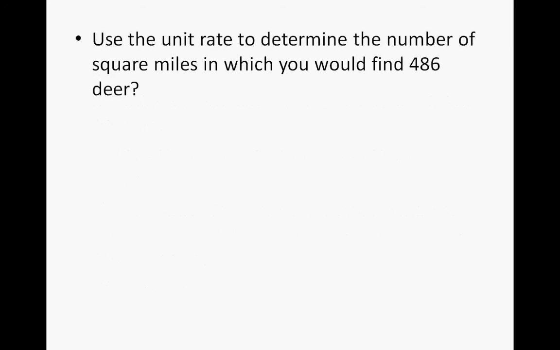Right, use the unit rate to determine the number of square miles in which you would find 486 deer. So go ahead and use your unit rate and the number of deer and come up with the square miles. When you have calculated that, go ahead and continue the video to check your answer. Okay, you should have 486, because that's the number of deer, divided by 9, because it's 9 deer per square mile, and that would give you 54 square miles.